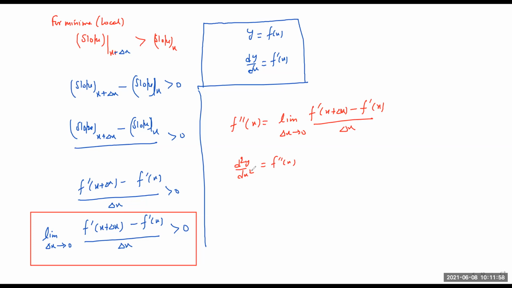And how do we write it? We write it as d2 upon dx square of y. This is the second derivative operator which you operate on y, and this is the same as d by dx of dy by dx. Or this is written as f double dash x, or this is written as limit delta x tends to 0 f dash x plus delta x.